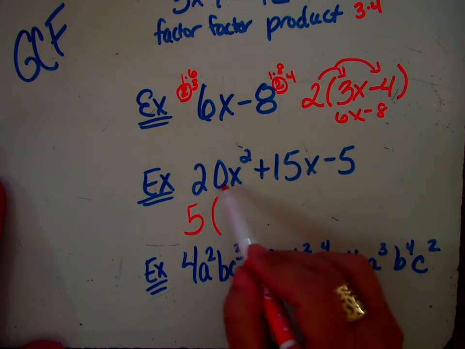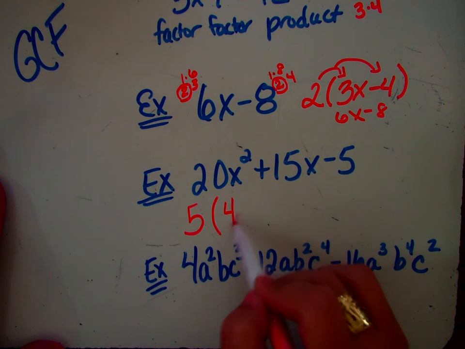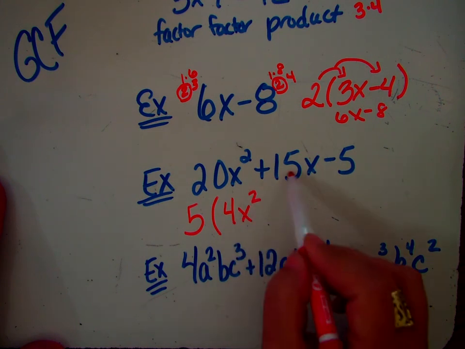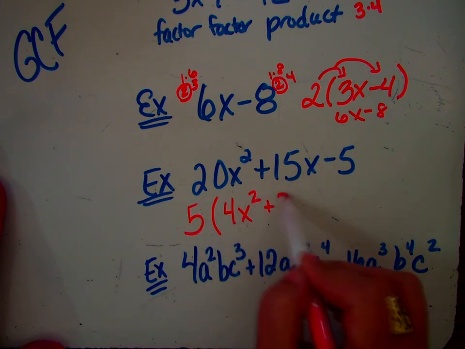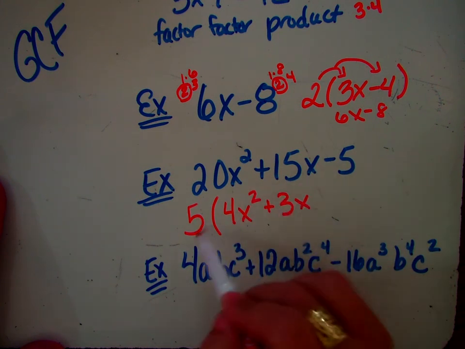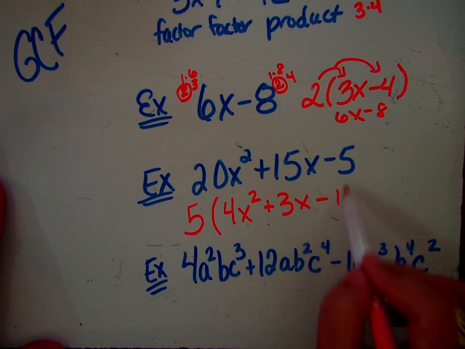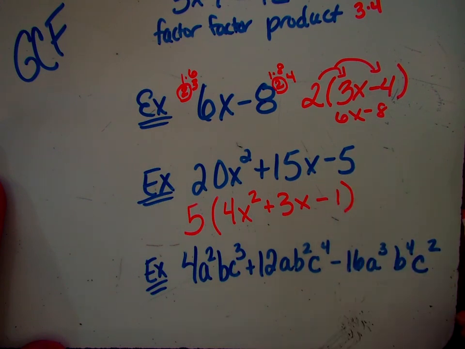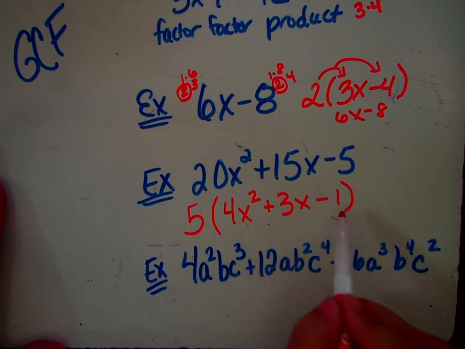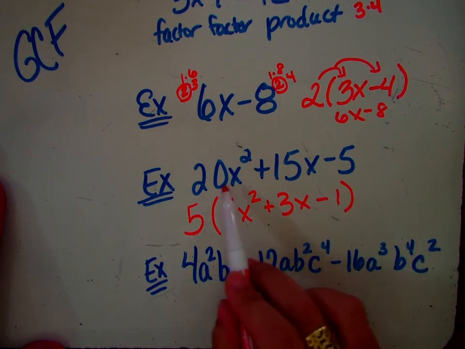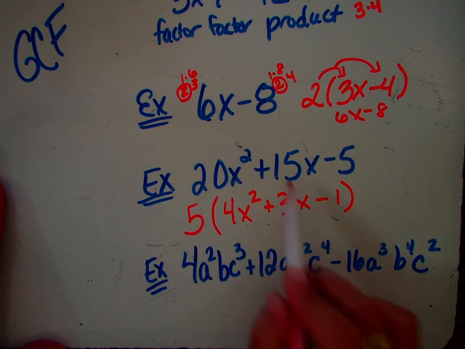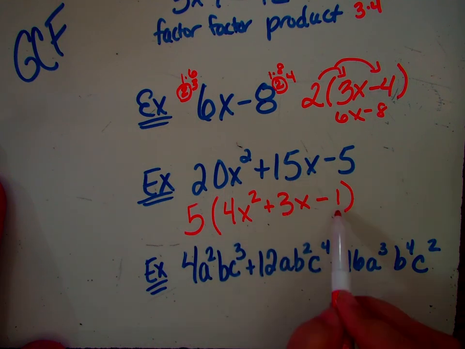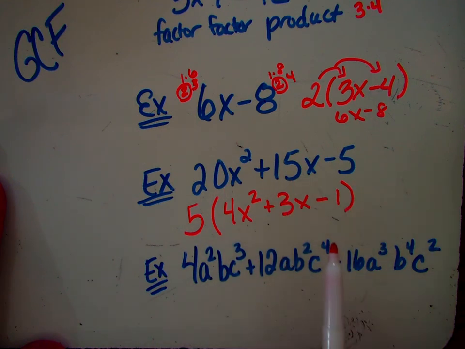So when I divide 20 by 5, you get 4x squared. 15 divided by 5, you get 3x. And negative 5 divided by 5 is a negative 1. Okay? And if you were to distribute the 5 back, 5 times 4x squared is 20x squared. 5 times 3x is 15x. 5 times negative 1 is negative 5. Okay? So this is my GCF.